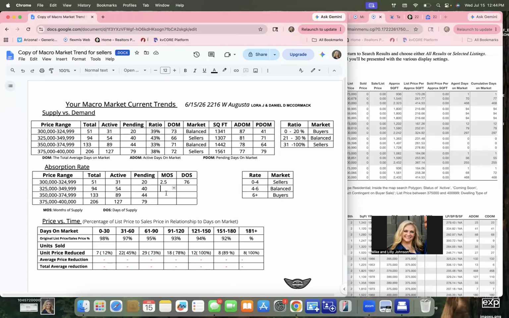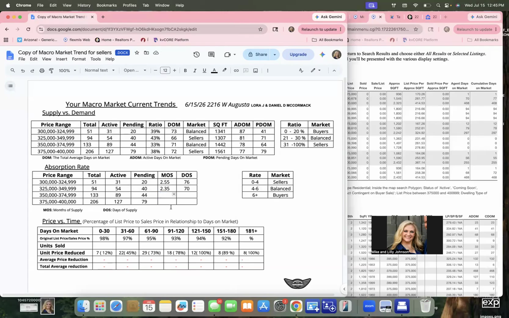So same thing over here. I'm going to do total divided by pending. I'm going to take 94 divided by 40, and that's 2.35. I'm just going to put that because I like it. 2.35 times 30 average days in a month is going to give me 70.5. I'll just keep it 70 days. So we keep it simple.